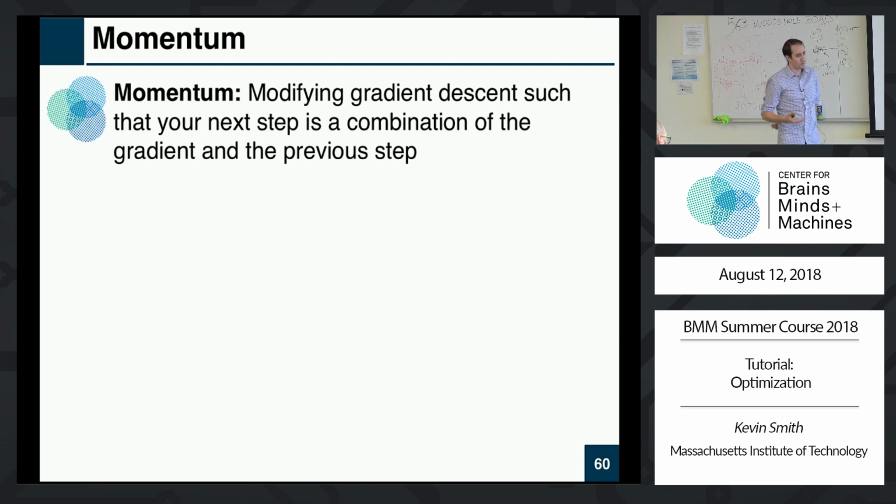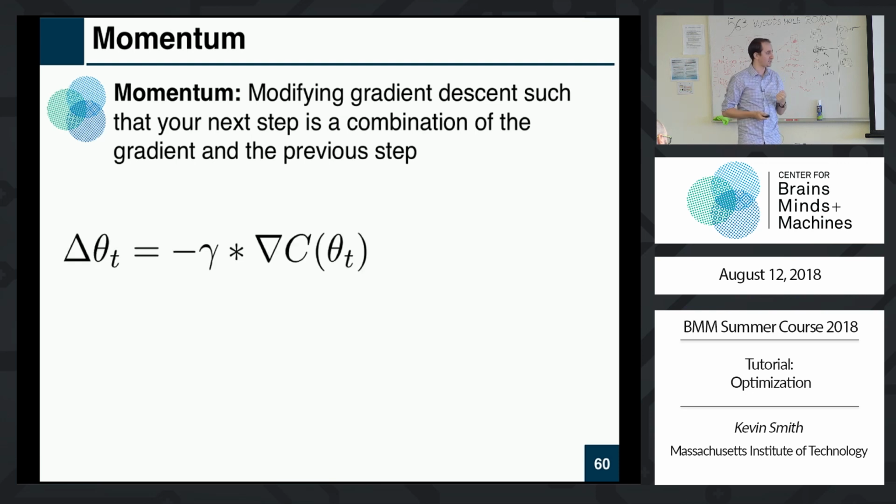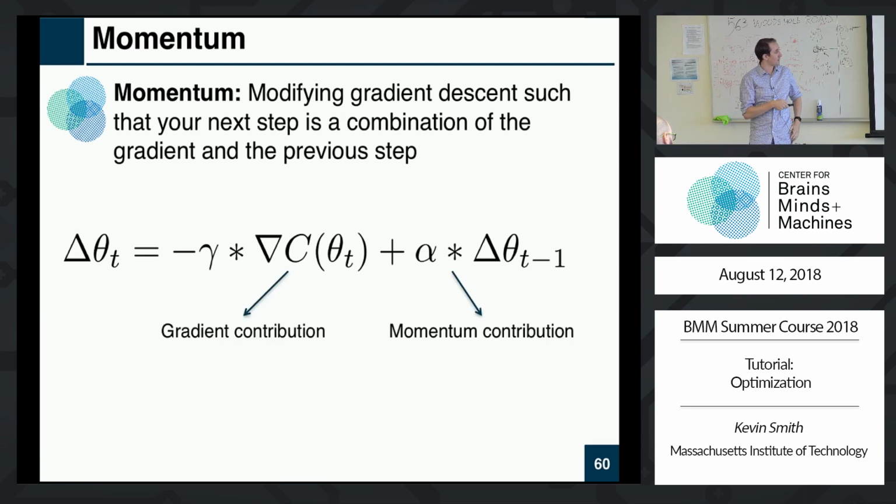And here, we're modifying the gradient descent algorithm itself such that the step we take at each point in time is not just the gradient, but we also keep some of the oomph from the last gradient step we took. So it's combining the gradient we had before, the change in parameters, plus this momentum contribution, which is some sort of weight times the amount we changed the last time.